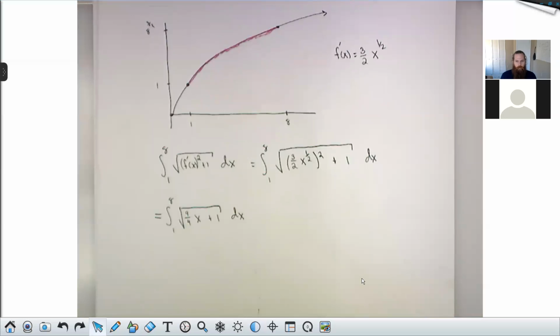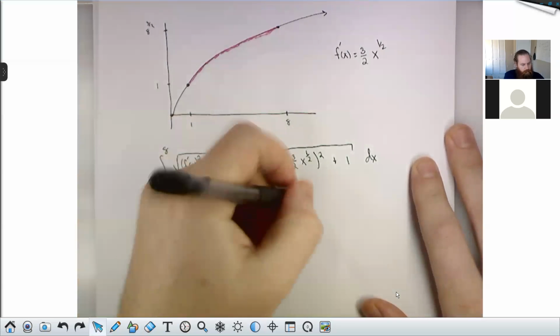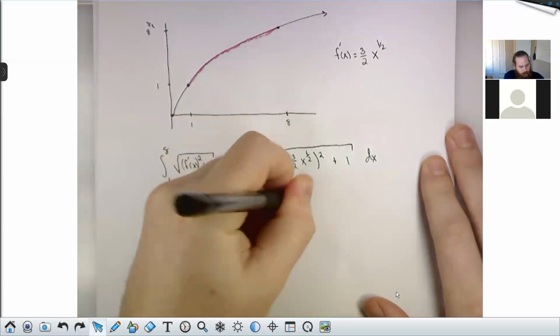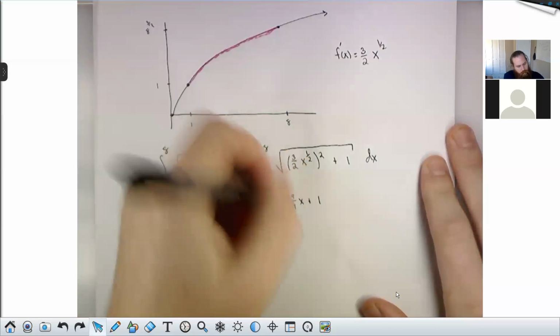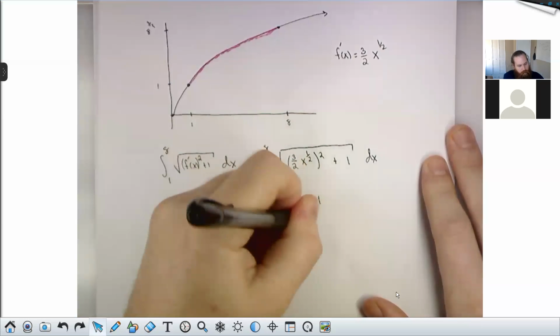Who can help me out here? This isn't a tough one. Yeah, this is a little substitution integral. So here I could let z be everything under the square root, because then dz is just 9/4 dx.